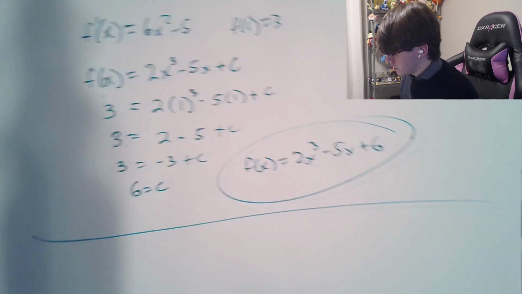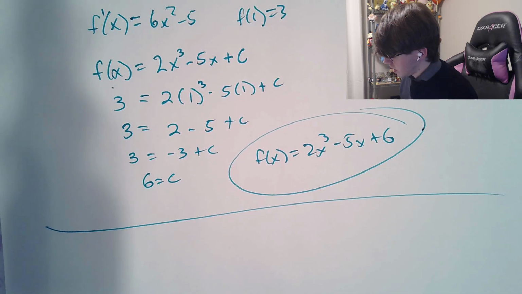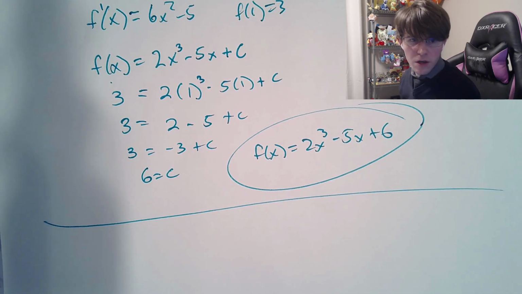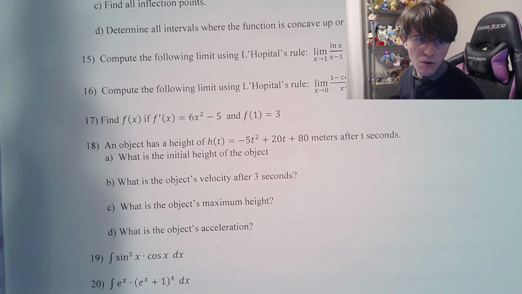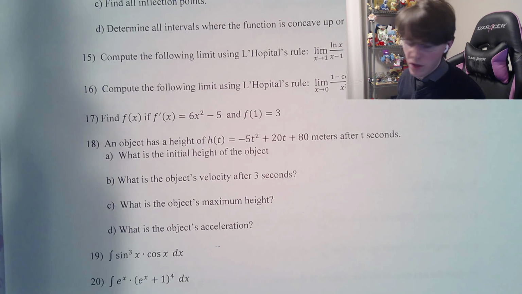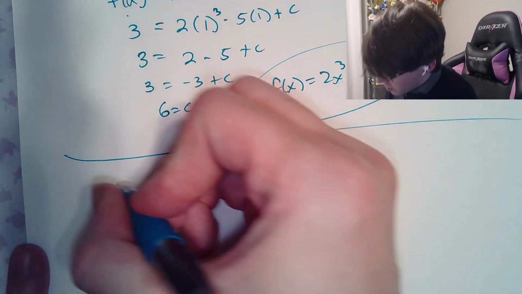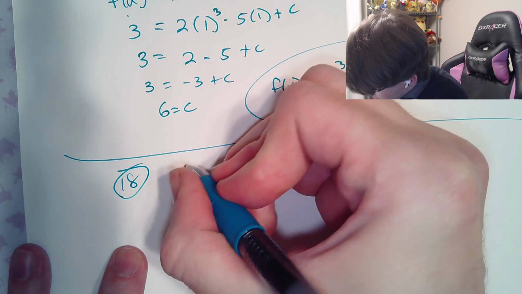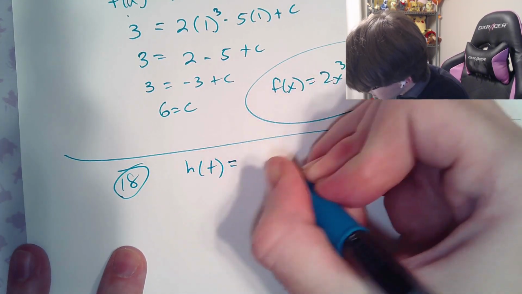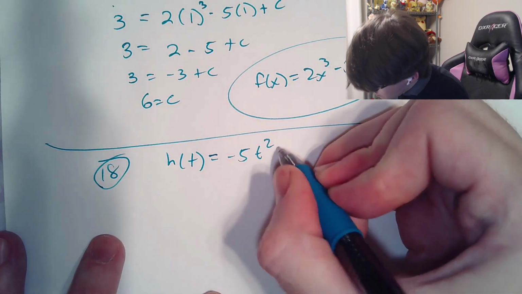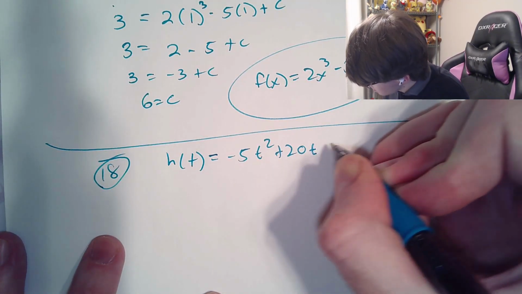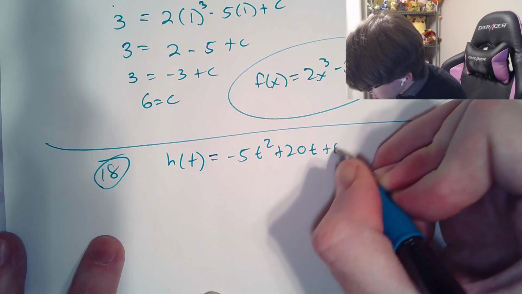We got some objects. We've got a height, t seconds, all this stuff. If you don't have this paper in front of you, this is what it says. An object initial height, negative 5t, blah, blah, blah. What is the initial height of the object? Velocity, all this kind of stuff. All right, here we go. 18. So we have h of t is equal to negative 5t squared plus 20t plus 80.